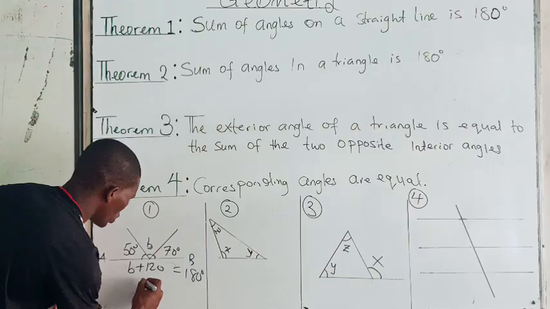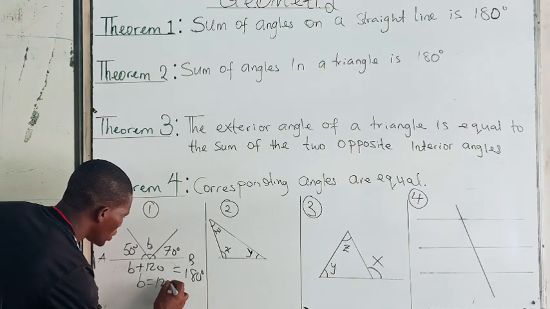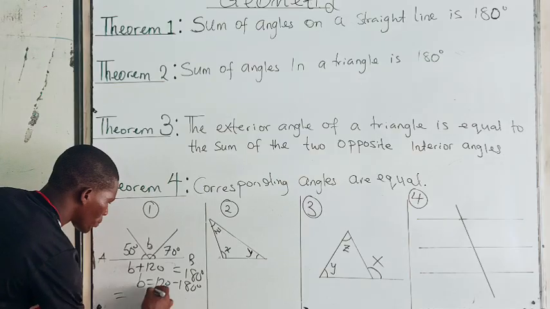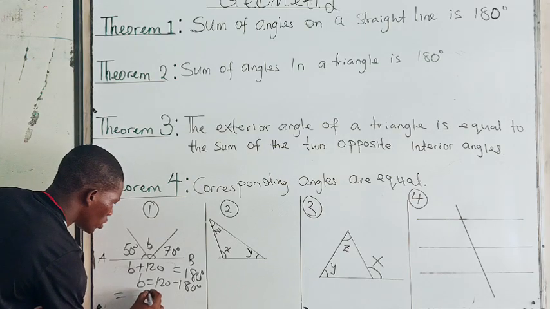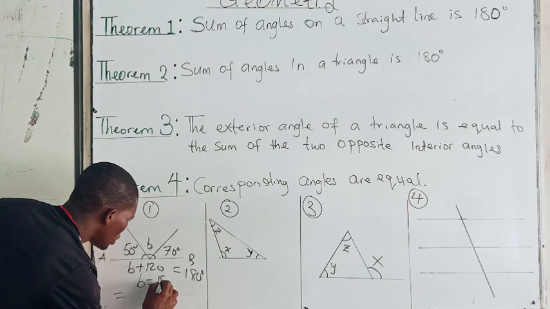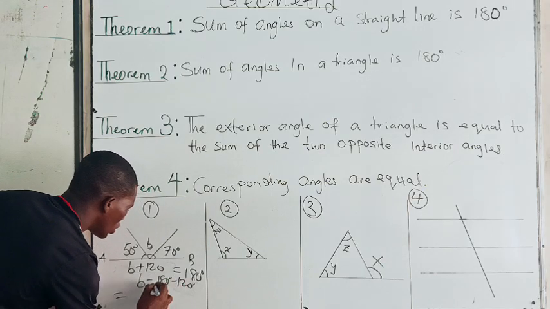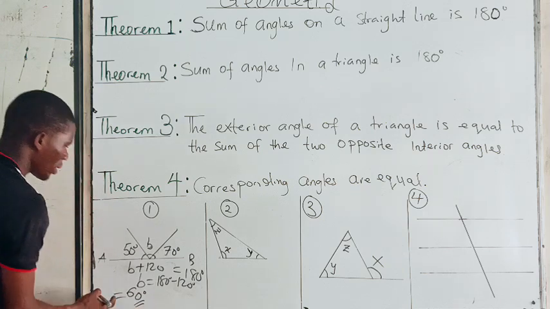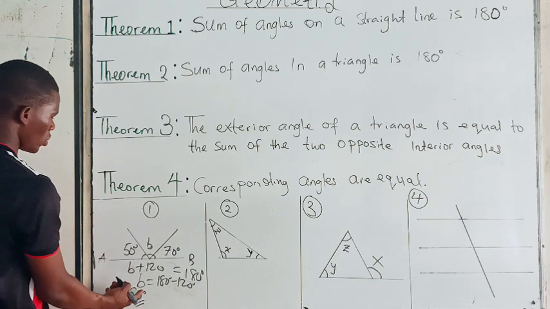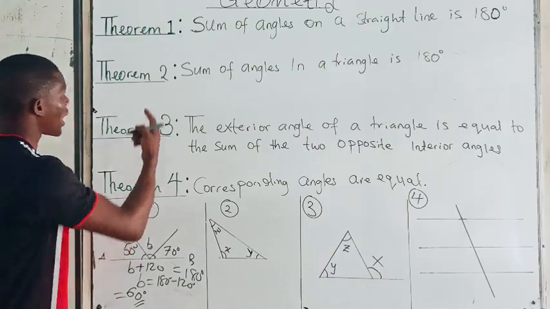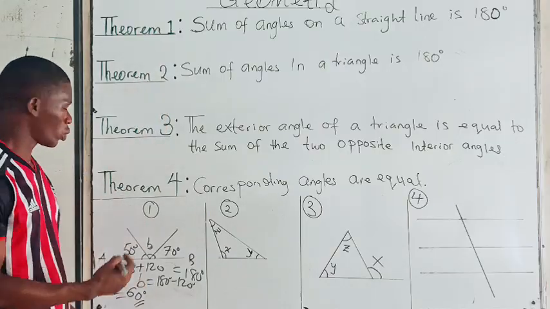Then we take 120 to the other side. We have B equals 180 minus 120 degrees. And this will give us 60 degrees. So that means we can find the value of B to be 60 degrees. So this is one of the questions that you can have and you can apply this theorem to.